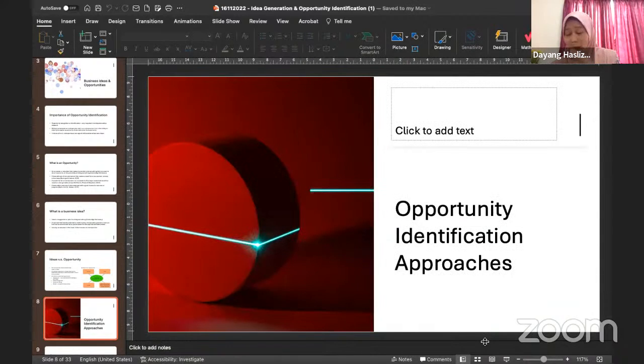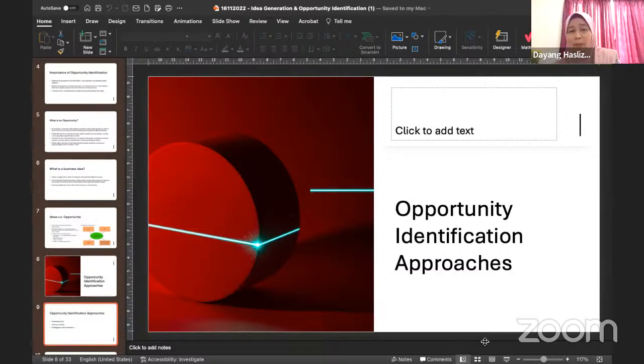The next topic is about opportunity identification approaches. So we have looked at ideas, we have looked at opportunity, we have sort of defined what is opportunity, how it differs from ideas, how an idea can become opportunity. Okay, then we look at what are the approaches. This is based on studies. People studied successful entrepreneurs all over the world, and they came out and saw how it is that they are able to spot, to identify opportunities.